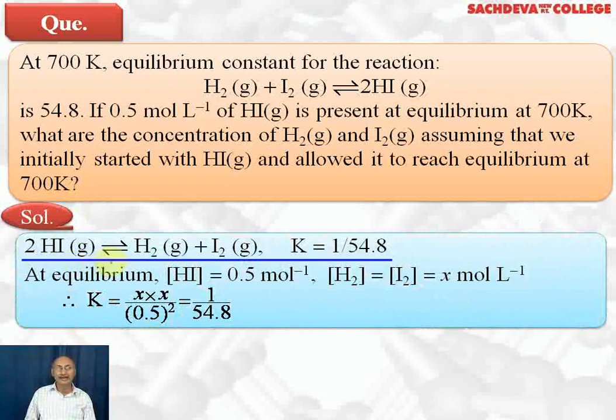The first step is to write the equation for the reverse reaction because we are starting with HI. So 2HI gas gives you H2 gas plus I2 gas. K is equal to 1 over 54.8. Why? Because the reaction has been reversed. So the equilibrium constant will also become 1 over 54.8.